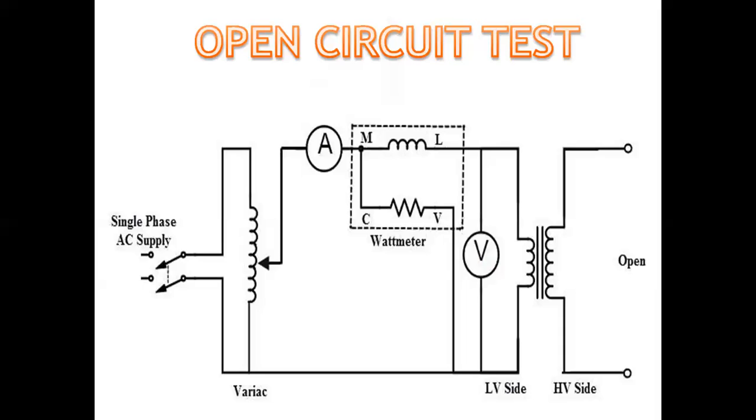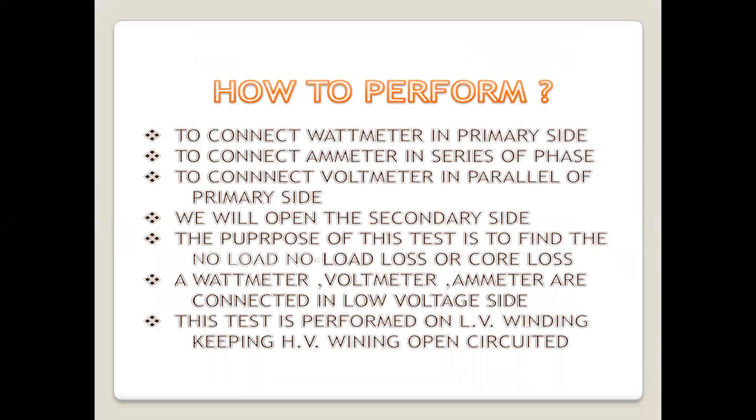An ammeter is connected in series in order to find the current passing through it, and a voltmeter is connected in parallel in order to find the voltage across the low voltage winding. How to perform it is a question that will arise. It is clear that we connect the wattmeter on the primary side, connect the ammeter in series with the phase in order to find the current passing through that particular phase, and connect the voltmeter in parallel with the primary side, which we have already seen.